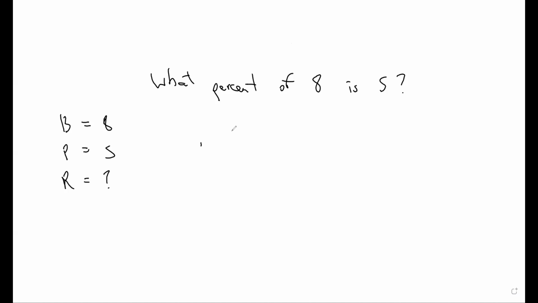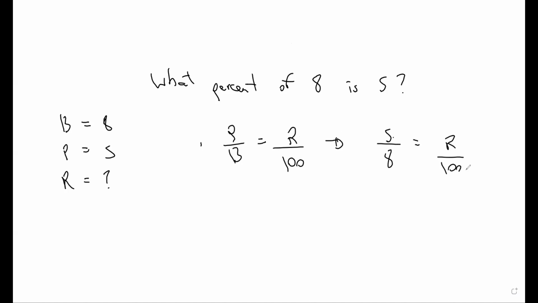Okay, so our proportion is P over B equals R over 100. Okay, now let's plug everything in. So in this case, everything happens to go on the left side because you have P and you have B. So let's plug those in. So P is 5 over 8 equals R over 100.